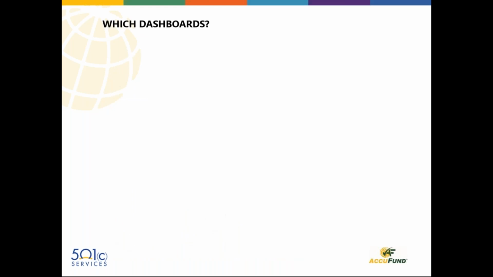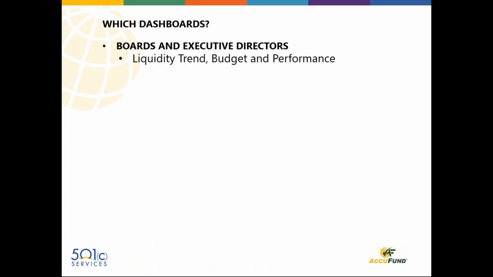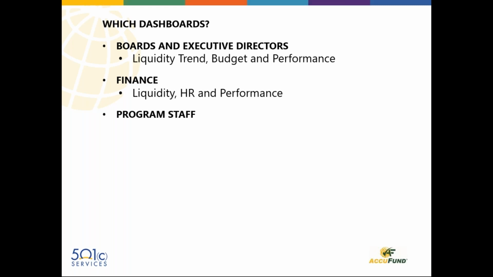Let's see here. So which dashboards? Let's talk about boards and executive directors. They tend to look at things like liquidity, or what's the trend of liquidity, how are we doing budget-wise and performance-wise at a top level. They're not looking at specifics. They're looking at a top level. Finance, they want to see liquidity. They may want to see some HR stuff. They want to see performance. And so they're a little different than the board, but kind of similar.